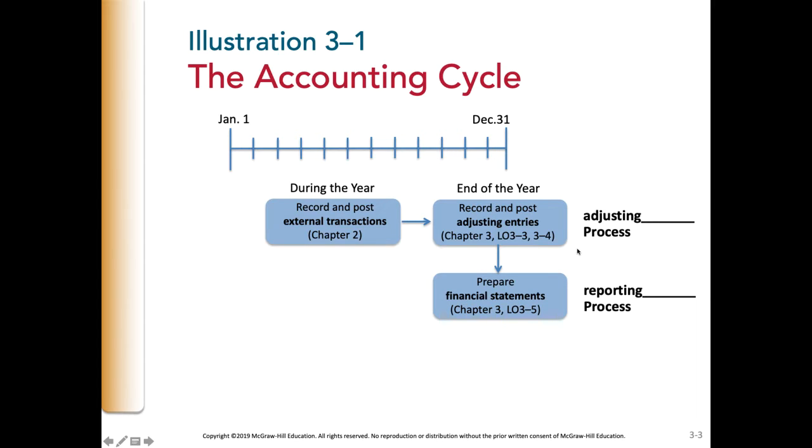Once we understand the adjusting entries, we want to be able to prepare the financial statements, and we call that the reporting process. So we have a measurement process, and then reporting and communication. And in the end, we want to close the books and get ready for the next period. So the whole sequence is external measurements, adjusting entries, financial statement communication, and closing entries to prepare for the next period. This whole process is called the accounting cycle.